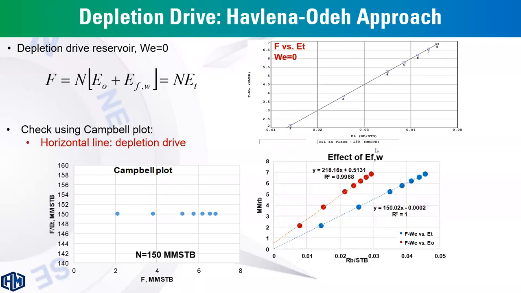To evaluate the effect of Efw in this equation, F minus We, if we apply this equation against Eo, Eo means we are considering the Efw. But for this relationship in the red color, we didn't consider the Efw. So as you can see, we have a significant difference between the two relationships, which means the effect of Efw, or the effect of the compressibility of the formation, is significant to consider in the material balance equation.